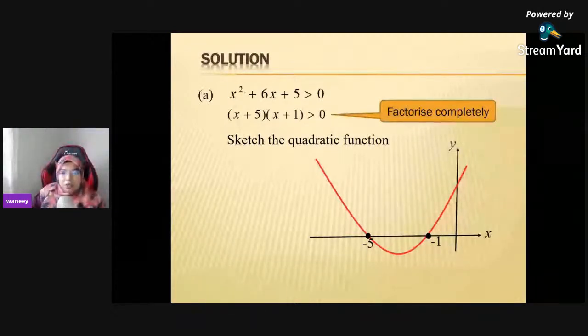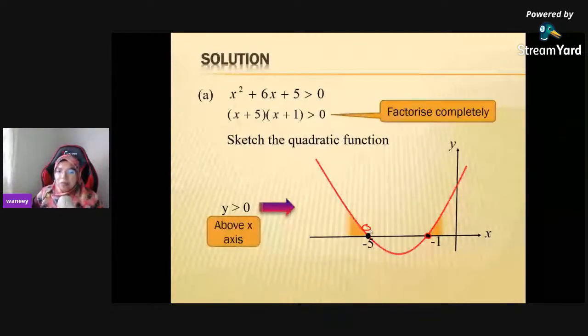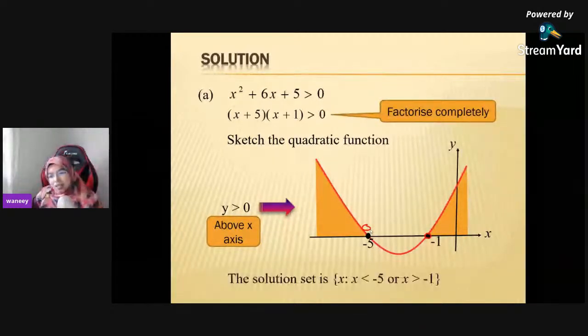Oh, by the way, if you don't have any equal sign, that means at negative 5, when you draw them, it shouldn't be a dense circle. It should be an empty circle. Yang ni pun kena empty juga. Okay, so now y should be greater than 0, so that means it should be above the x-axis. So that is our region. So the answer will be x less than negative 5 or x greater than negative 1. Since we don't have any equal sign, these two should be an empty circle, so these two shouldn't have any equal sign as well.